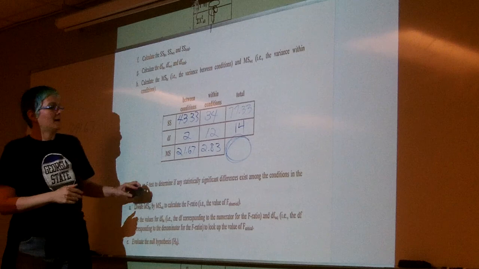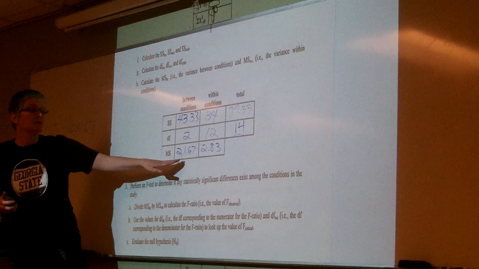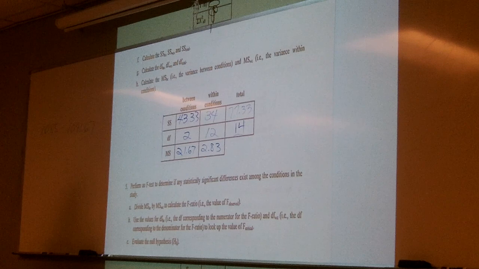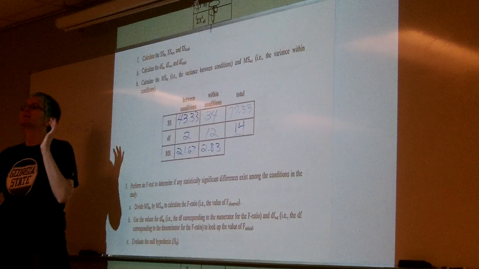All right, now, having calculated mean square between conditions and mean square within conditions, which is the variance between conditions and the variance within conditions, now, finally, we can do the ANOVA. We haven't even done it yet. Because the actual ANOVA is calculating the F ratio. Because ANOVA stands for analysis of variance. These are the variances we had to get so we could analyze their relationship. Okay? We had to do all that work just to be able to calculate the value.